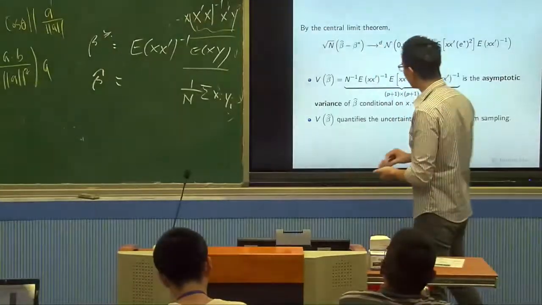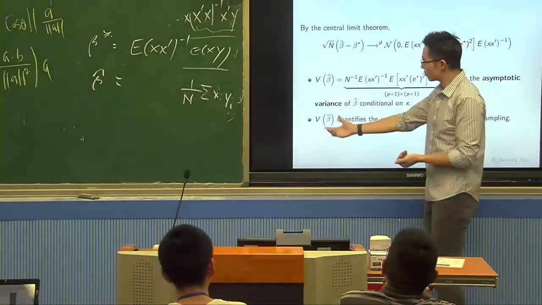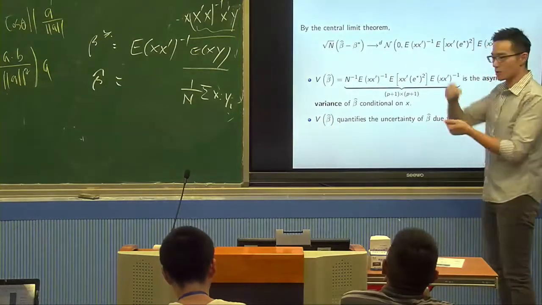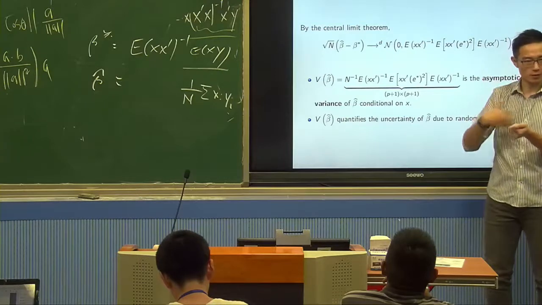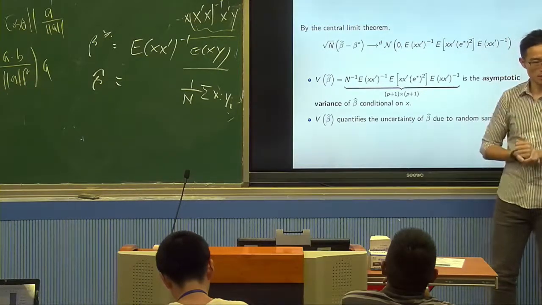Now that's the only thing this variance tells us: how much this beta hat will change every time we draw a different data set out of the underlying population.